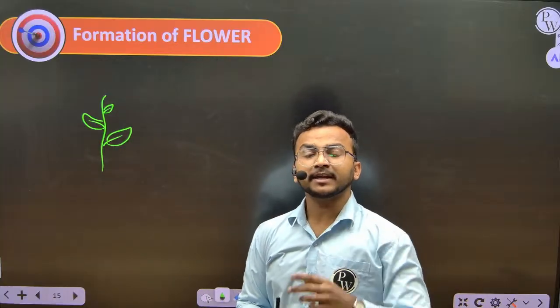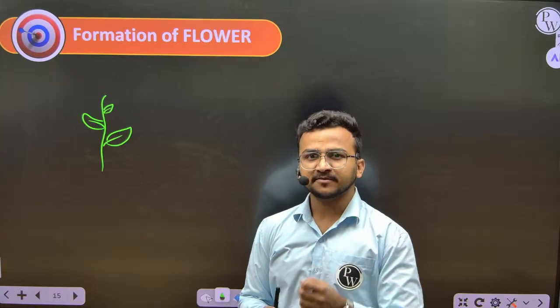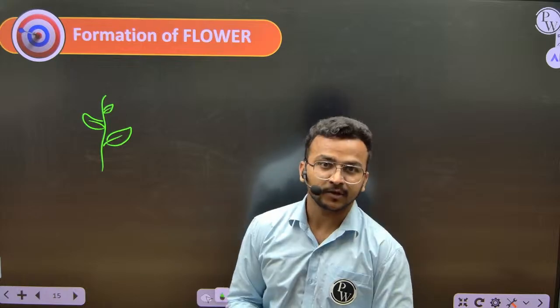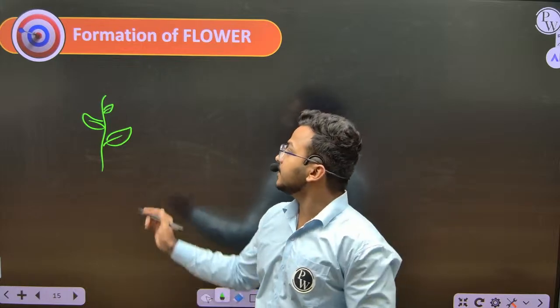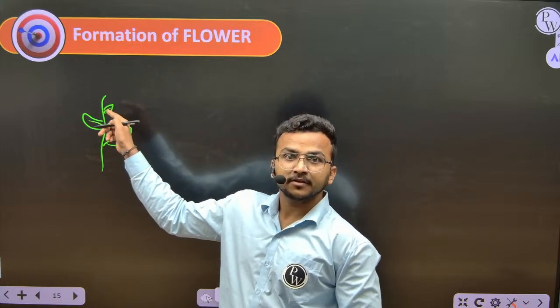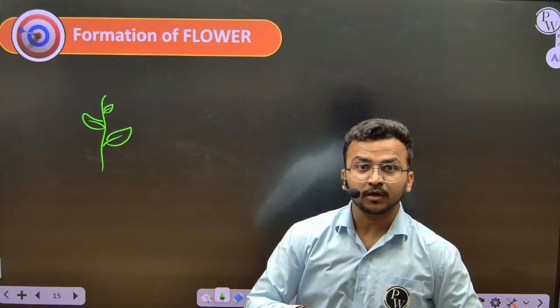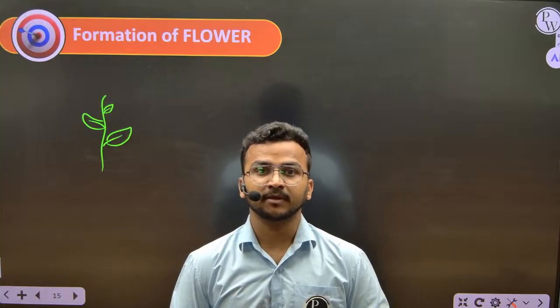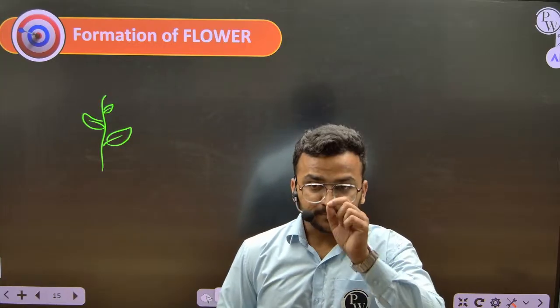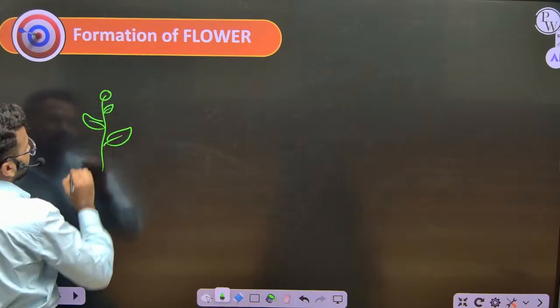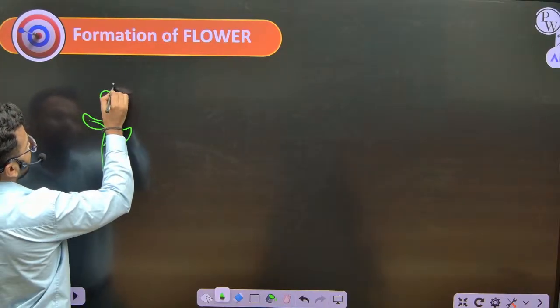The plants make a decision. In what form? They don't discuss with parents, friends, family and all. The decision is made within themselves. So how? Structural, hormonal and physiological changes take place. Initially, what it has is the shoot apical meristem.